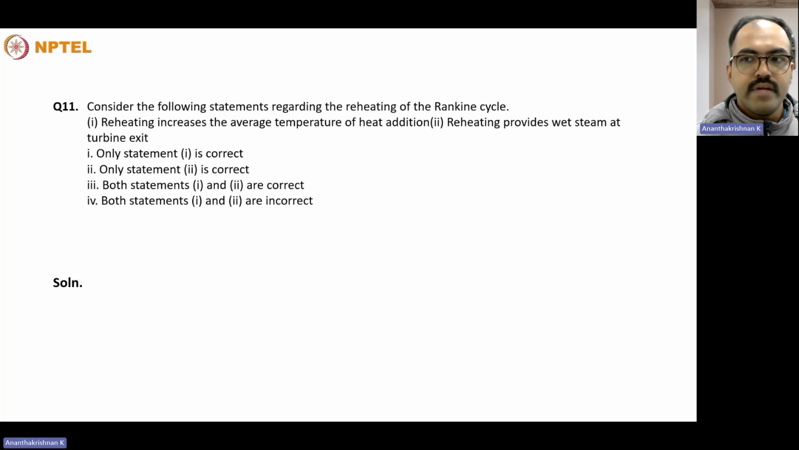Reheating increases the average temperature of heat addition. Reheating provides wet steam at the turbine exit. Which out of the two statements that I had just read out is correct? Only statement 1, statement 2, both the statements are correct, both the statements are incorrect.